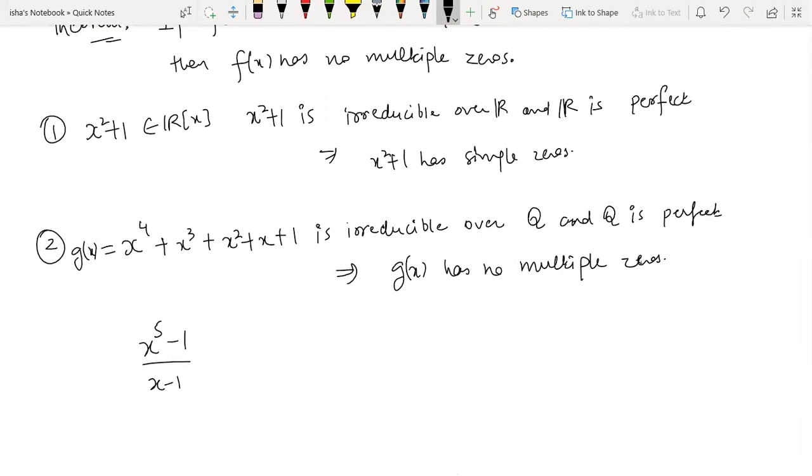So if you take x raised to power some prime minus 1 divided by x minus 1, because 1 is always the root of this kind of polynomial, so you just factor it with x minus 1. So whatever is left, x raised to power 4 plus x cube plus x square plus x plus 1, this polynomial is irreducible. So ये Eisenstein's criteria से भी हो जाता है और mod p irreducibility test से नहीं होता. So we have done its proof.